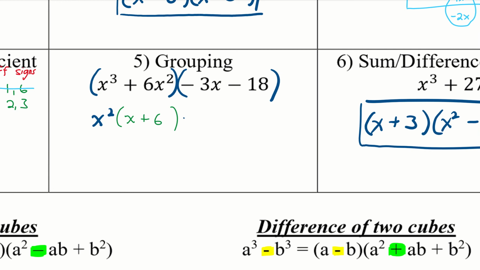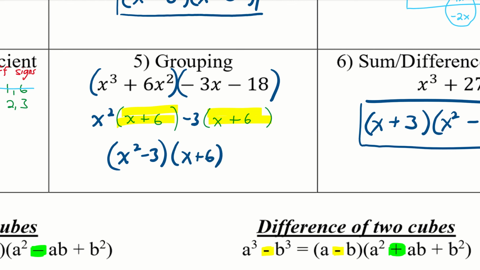The last two have -3 in common, and the other factor is going to be x plus 6. So again, here's that x plus 6 in both places. So we're going to be able to essentially factor that out, leaving us with x squared minus 3 and x plus 6. You would want to double check to see if x squared minus 3 will factor anymore, but because 3 is not a perfect square, you can leave your answer just like this.